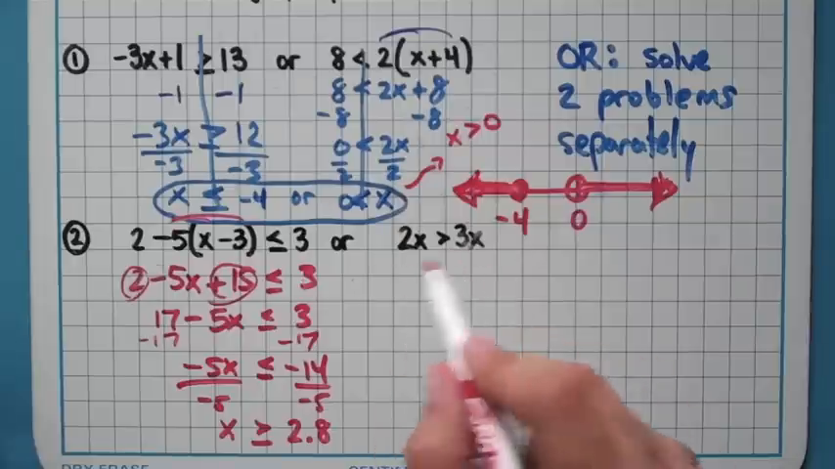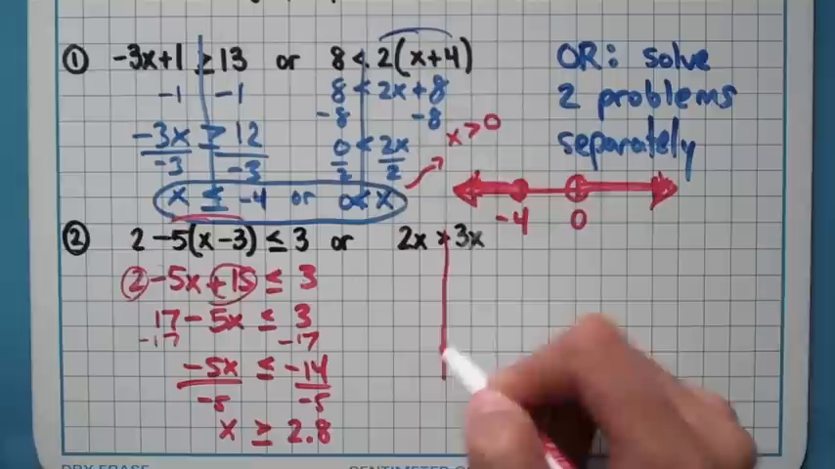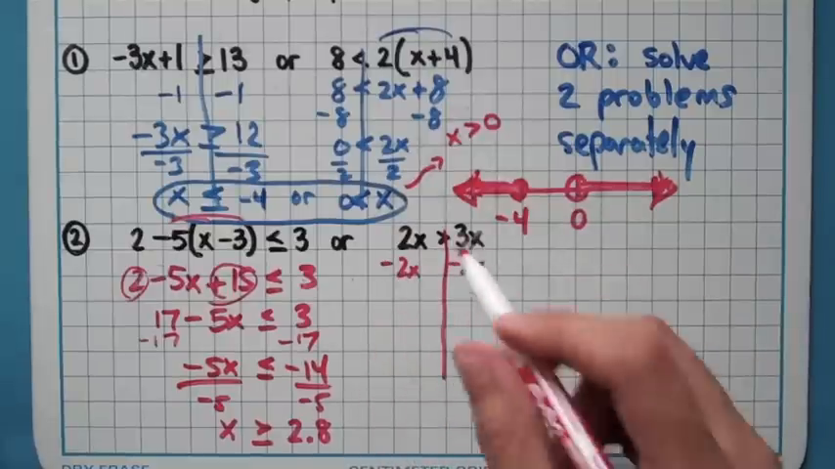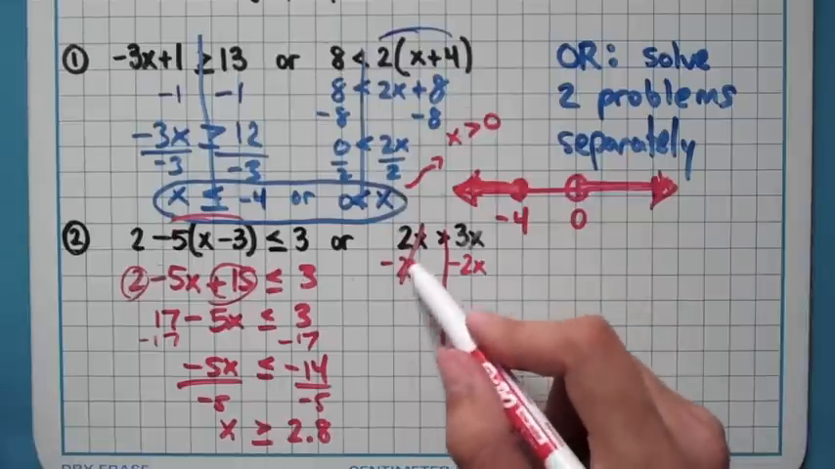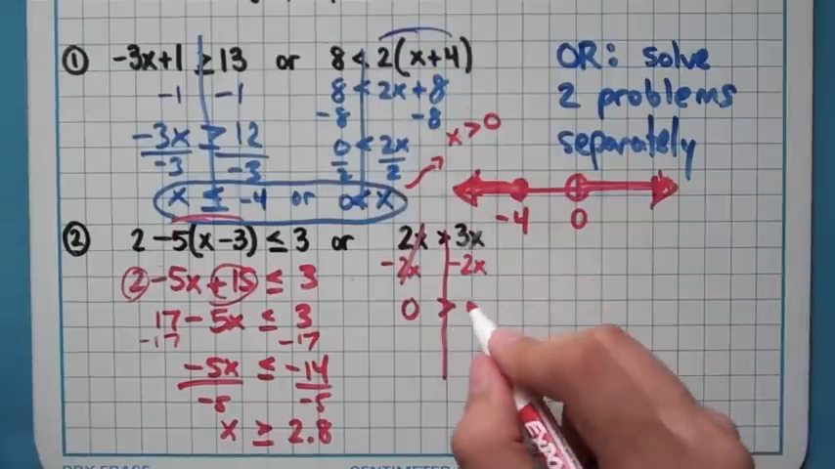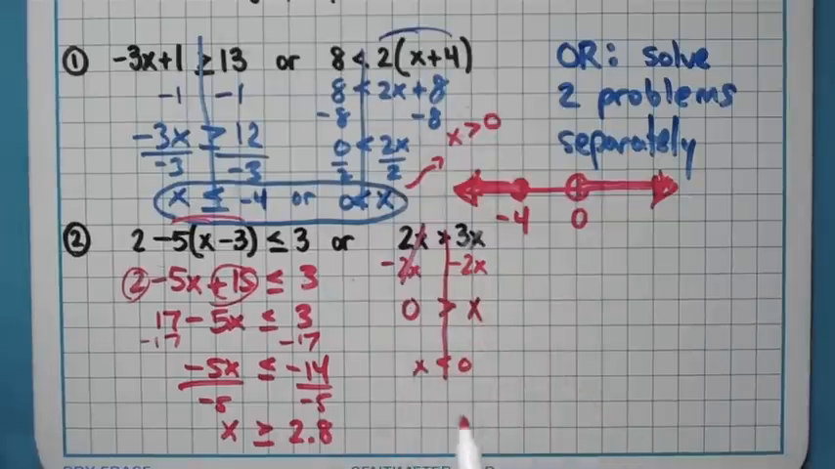Or, on this one here, I want to get my x's together. Like I've said before, I like keeping my x's positive, so I'll subtract 2x from both sides. There's nothing left over here anymore, so I'm going to put 0. Greater than 3x minus 2x is just 1x, and that's actually done. So I get x is less than 0 if I flip it, like I turn it around so the variable's over here.